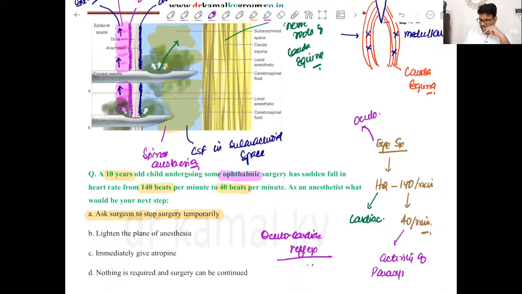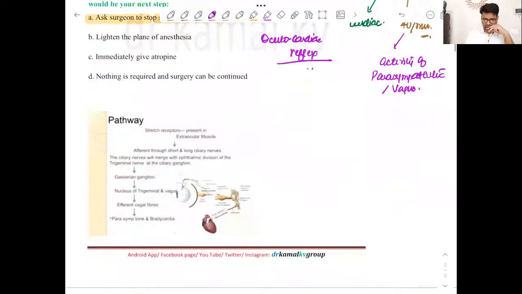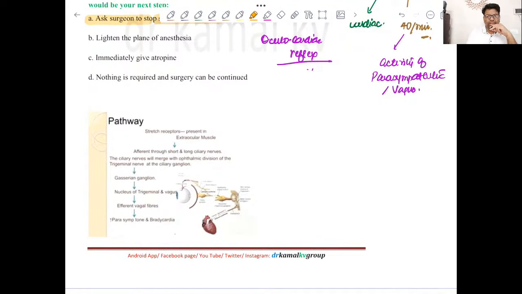parasympathetic, or vagal, right? So involvement of vagus or parasympathetic activity. So this is oculocardiac reflex, and you need not do any intervention, just wait and watch. So whenever there is pressure over the eyeball or extraocular muscles, especially medial rectus, then the afferent is actually the fifth nerve, right? So the afferent is the fifth nerve, and the efferent is the 10th nerve, right?